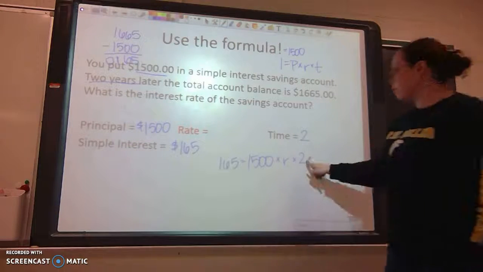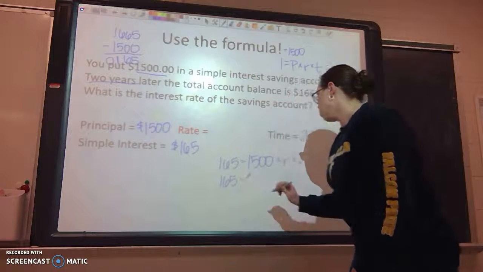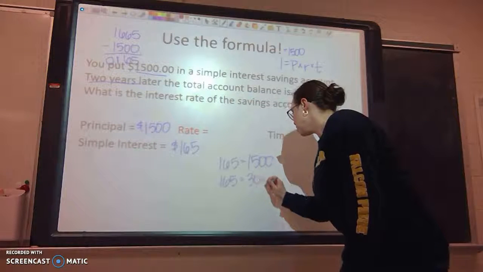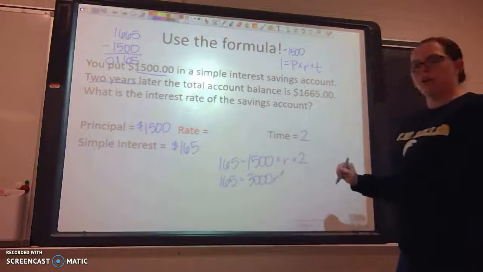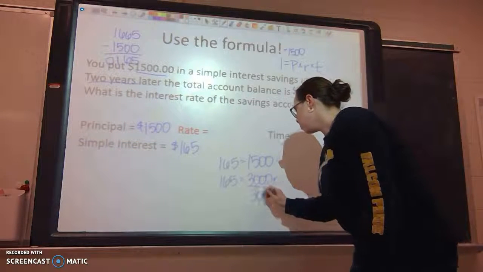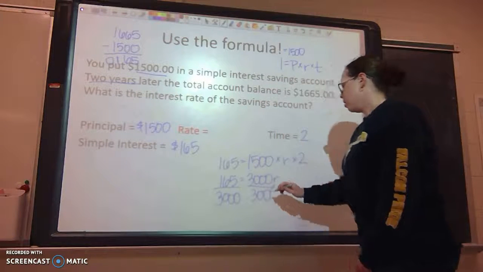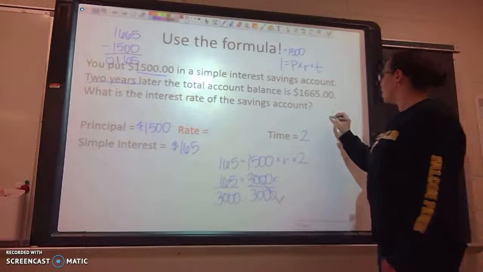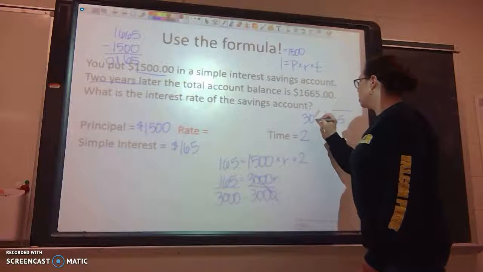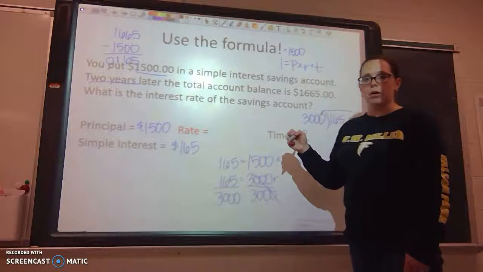All right, so first I'm going to multiply my 2 by the 1,500. So 165 equals 1,500 times 2 times the rate. 15 times 2 is 30, so 3,000 times the rate. To get R by itself, I have to divide by 3,000. Those cancel. So now I have 165 divided by 3,000. I want you guys to try it on your paper and see what you get.